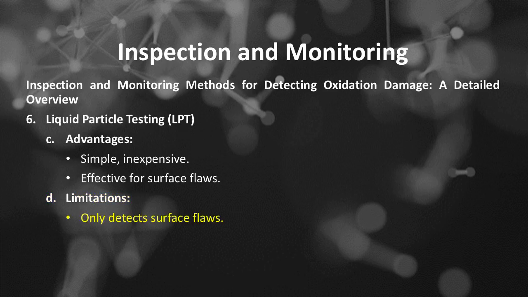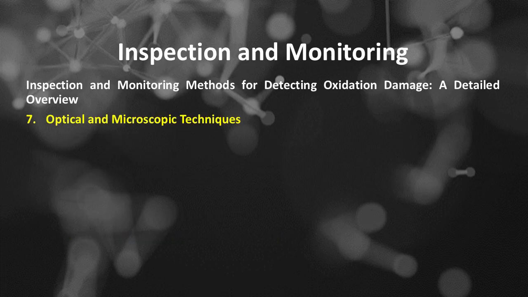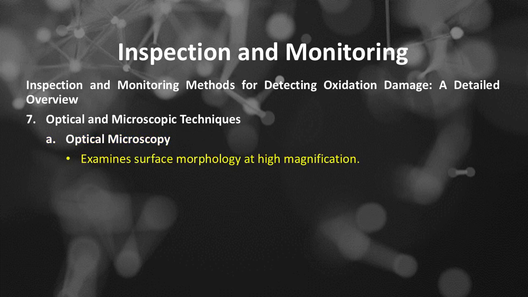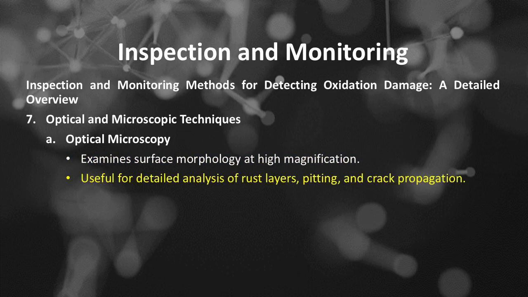Only detects surface flaws. Requires surface cleaning and preparation. Inspection and monitoring methods for detecting oxidation damage. Number 7 is optical and microscopic techniques. Number A of optical and microscopic techniques is optical microscopy. Examines surface morphology at high magnification. Useful for detailed analysis of rust layers, pitting, and crack propagation.